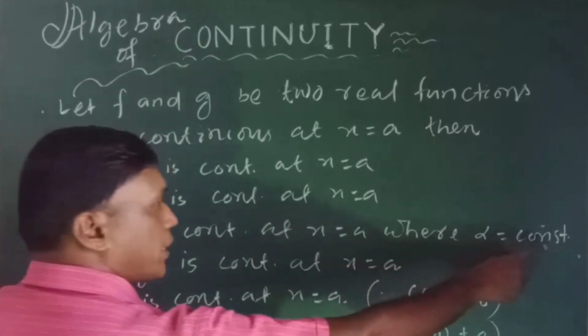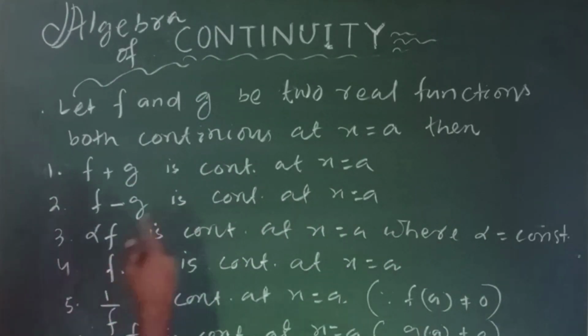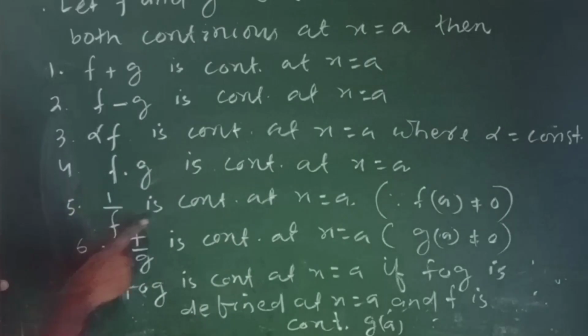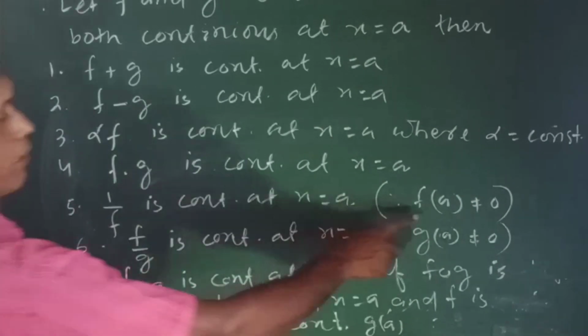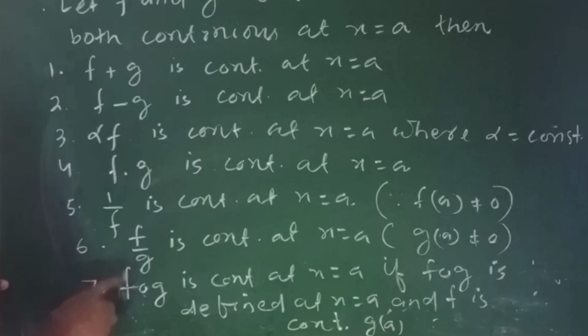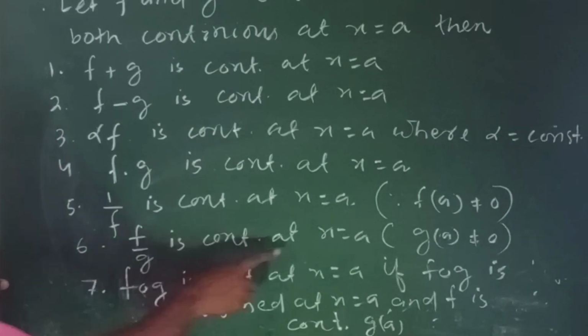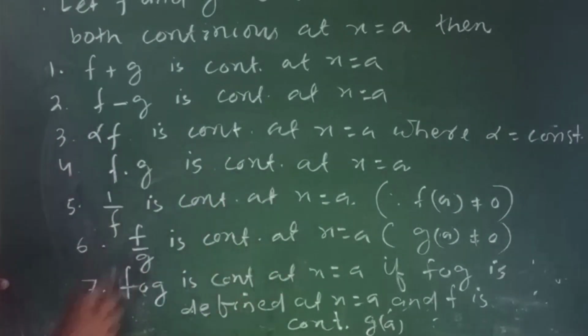If alpha is a constant, then alpha into f is also continuous. The product of two continuous functions is continuous: f into g is continuous at x is equal to a. 1 by f is continuous. If f is continuous, then 1 by f is also continuous, but the condition is f of a not equal to 0. Then the division of two continuous functions is also continuous: f by g is continuous at x equal to a.